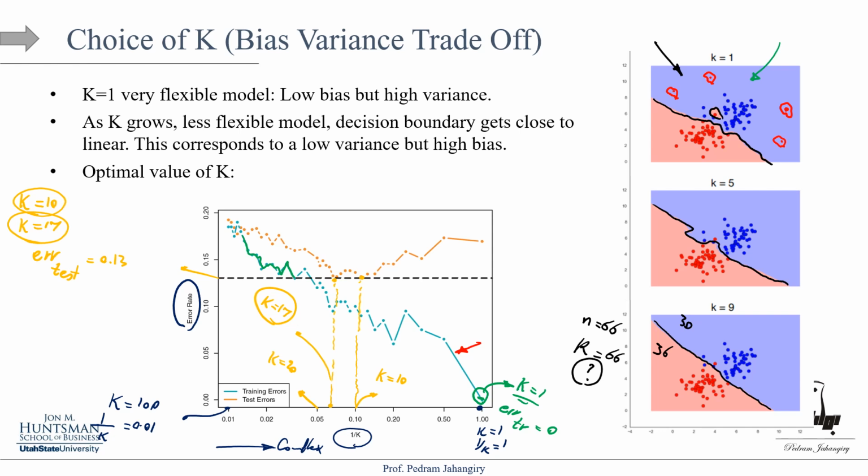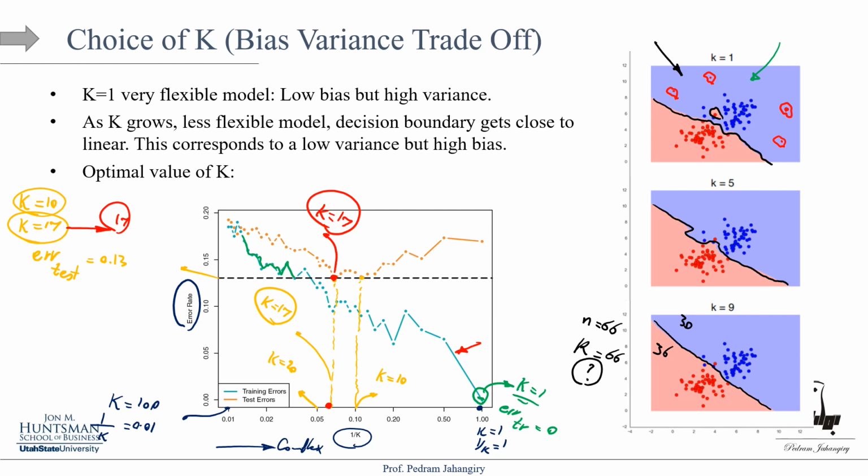K is equal to 10 or k is equal to 17? Yes, this is the simpler model, right? When k is equal to 17, we are here. So we say that, okay, the answer is k is equal to 17. And this is how we used this method in order to figure out what is the optimal value of k.